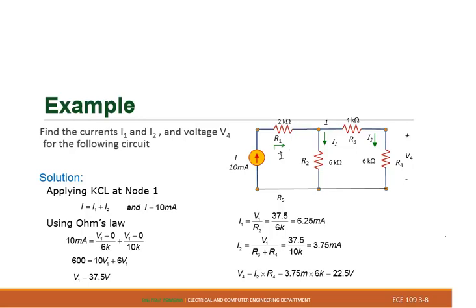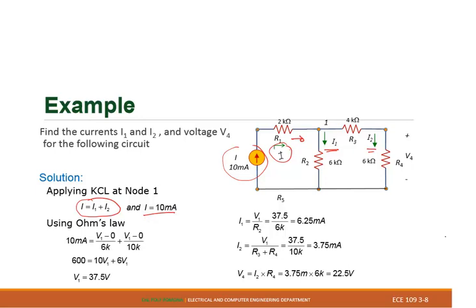Let's give another example. In this case, we have a current source right there, not a voltage source. That means we know the I value, so we need to find I1 and I2. We know that I will be equal to I1 plus I2. That's why it's given to you right there. And we know the I again, 10 milliamperes.